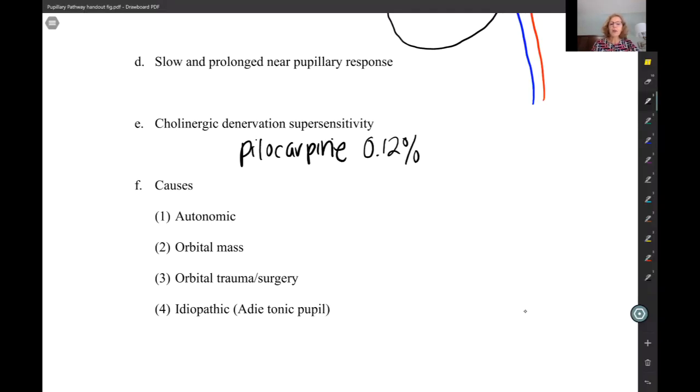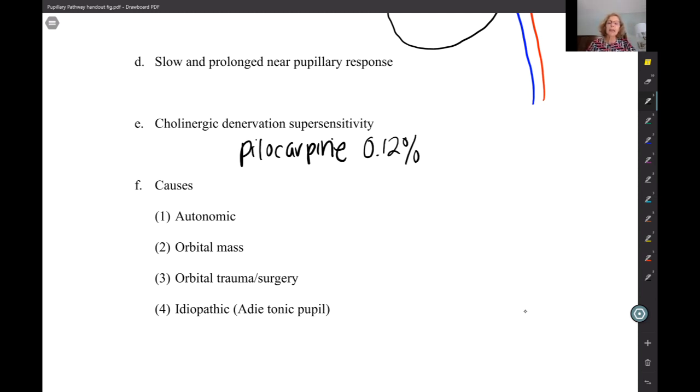There are a number of causes of tonic pupil. An autonomic dysfunction, such as diabetes, can cause a tonic pupil. Generally, this is going to be bilateral. An orbital mass affecting the ciliary ganglion can cause a tonic pupil. And orbital trauma or surgery is a very common cause of tonic pupil, particularly in those who have had retinal detachment surgery.